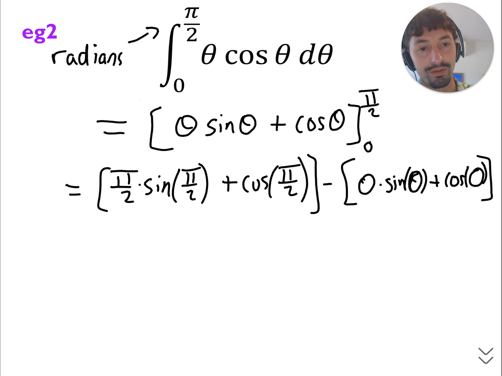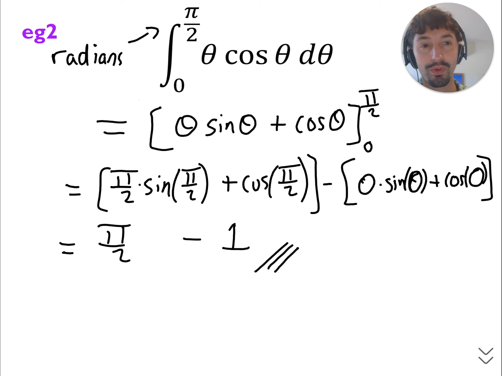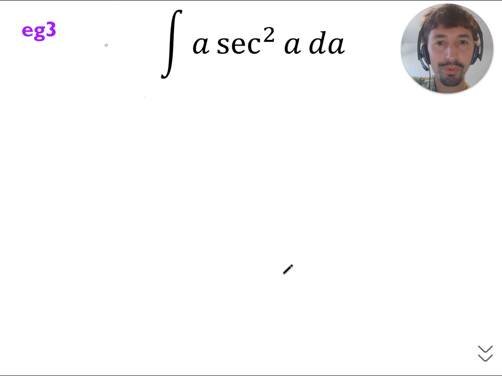So that's a 0, not a theta. Sine of pi over 2 is 1, so we're going to get pi over 2. Cos of pi over 2 is 0, so this will become 0. 0 times sine 0, which is also 0, is going to be 0. And cos of 0 is 1. So our final answer is going to be pi over 2 minus 1. It's an exact value.